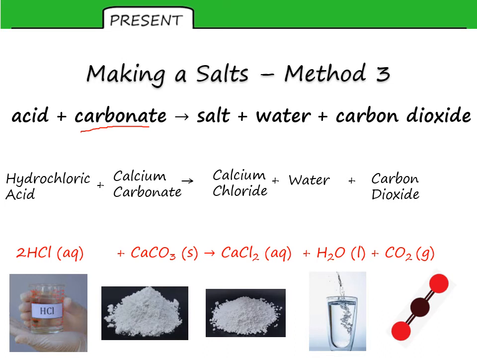Just to show you there, the hydrochloric acid is a colourless solution. Adding it to calcium carbonate, which is a white powder, producing the salt calcium chloride, which is another white powder, then we have water and carbon dioxide. Naming the salt is done in a very similar fashion to when we're reacting an acid with a metal or an acid with a base. We take the name of the metal from the carbonate name, so it's calcium, and then we look at the acid, which in this case is hydrochloric acid, to get the salt ending, and it's a chloride, so it's calcium chloride.